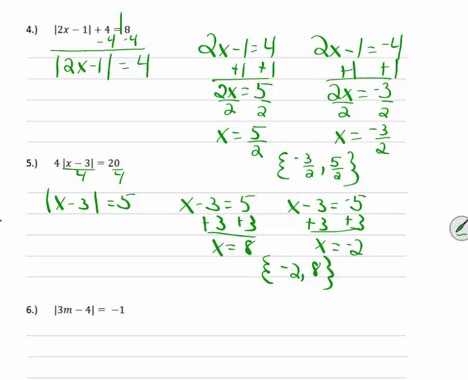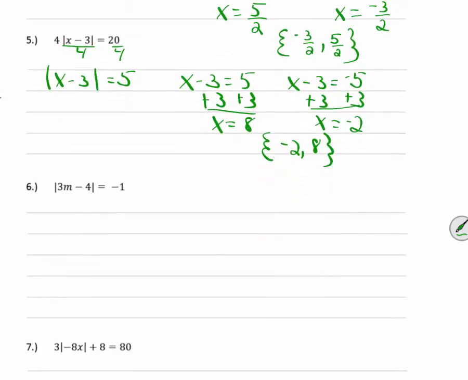All right, for number 6. Now when I look at this, what I have here is I want an absolute value to equal -1. That can't happen. This has no solution. If I write it as a solution set, then we're going to have an empty set, nothing in it.